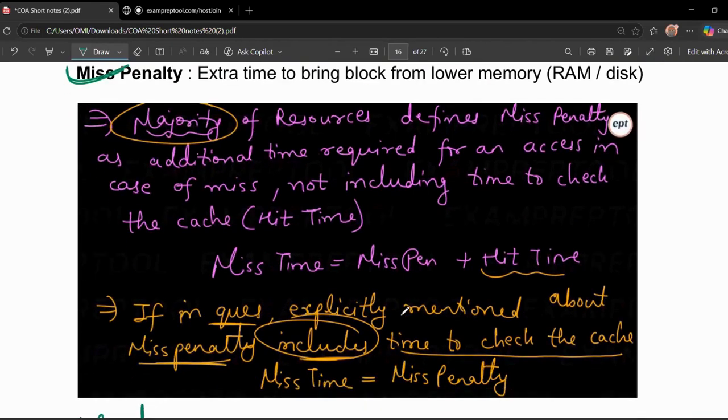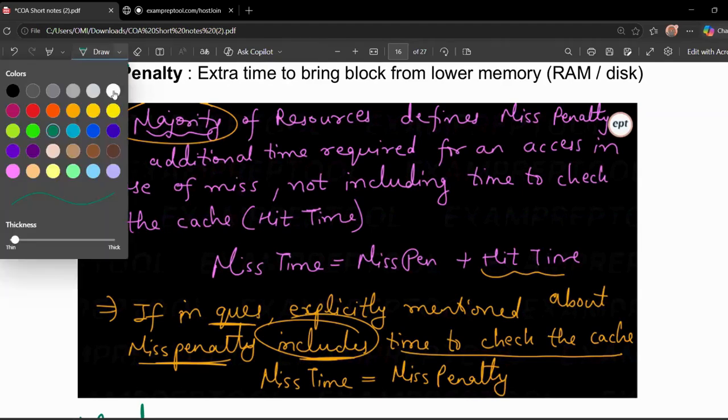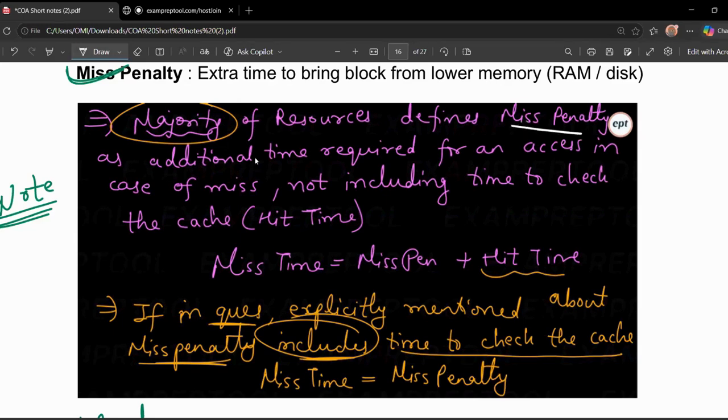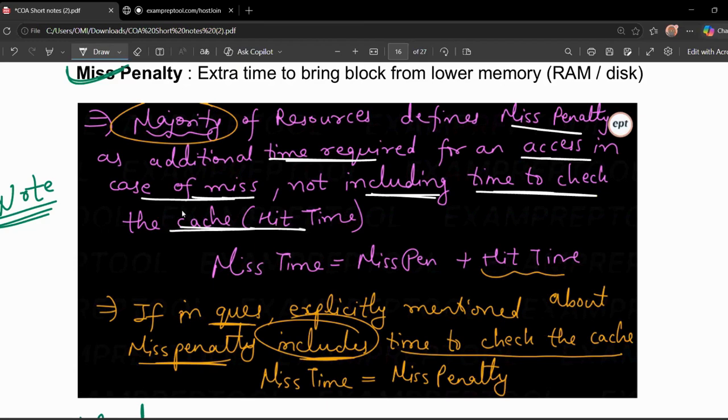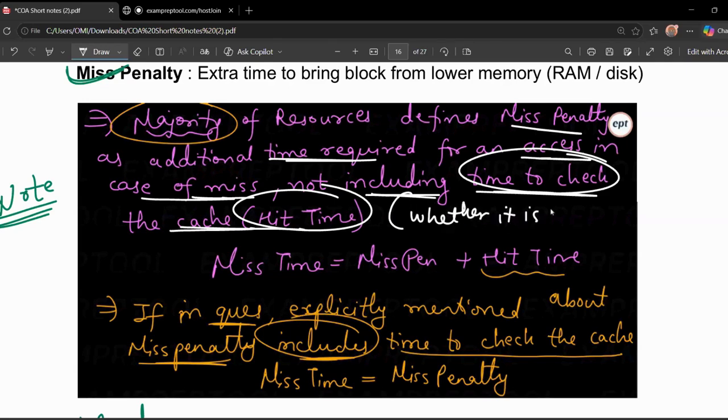Now, an important note which everyone must know. Majority of resources define miss penalty as the additional time required for an access in case of a miss, not including the time to check the cache. See this clearly: not including the time to check whether it is a hit or a miss.